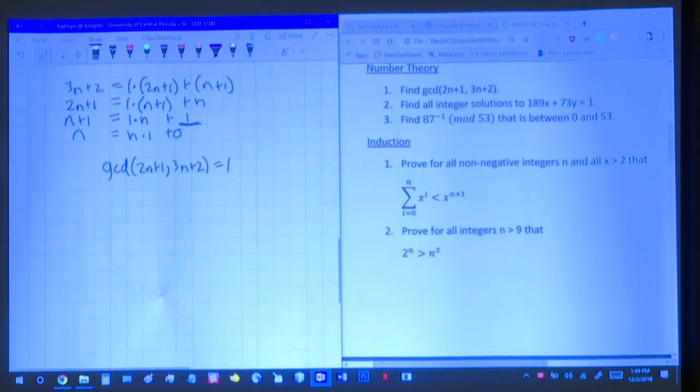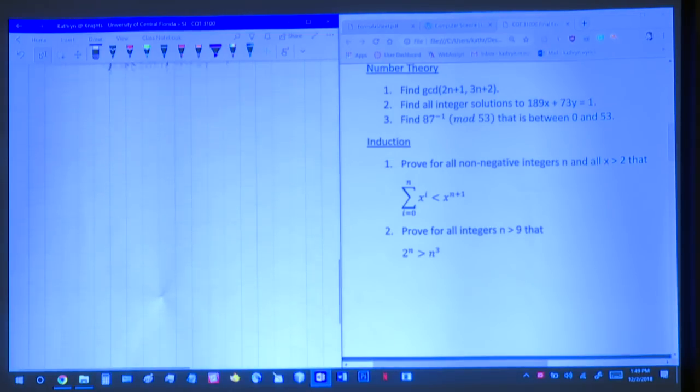Any other questions? Okay. Our next problem is find all integer solutions to 189x plus 73y equals 1. And we would just run Euclid's algorithm on that.